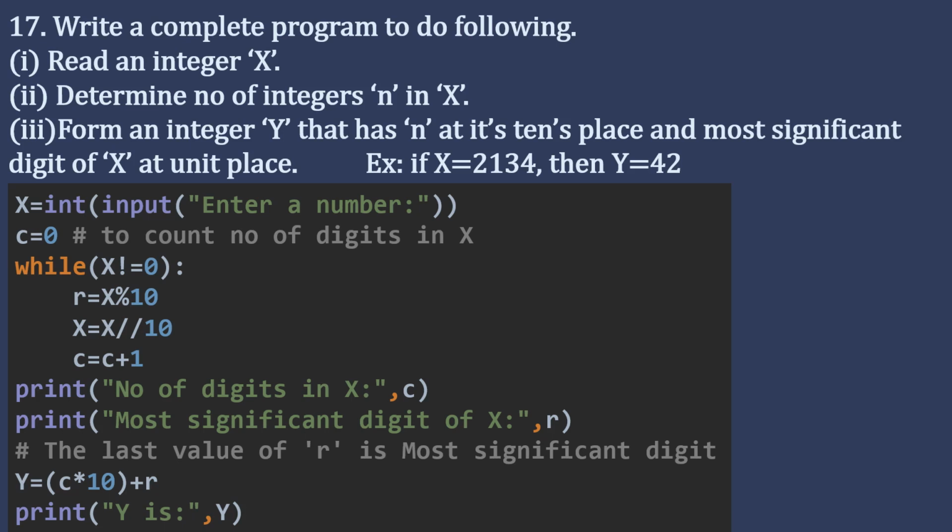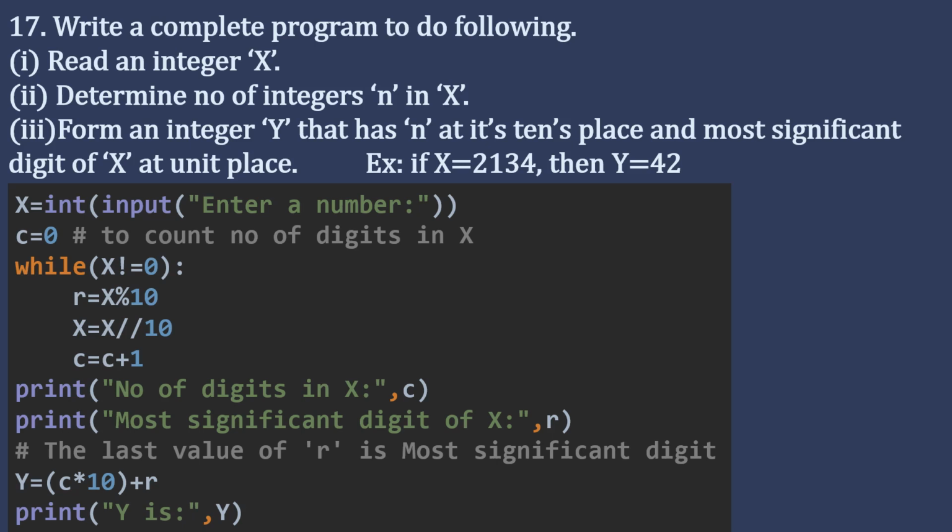Now c is equal to c plus 1. Every time your loop executes, the counter value will increase. So it will count the number of digits present in this number. So everything will be taking place until your x value becomes 0. Now it will print the number of digits in x as c. At the end of the loop, you'll find out the number of digits present in x. So that is stored in a variable c.